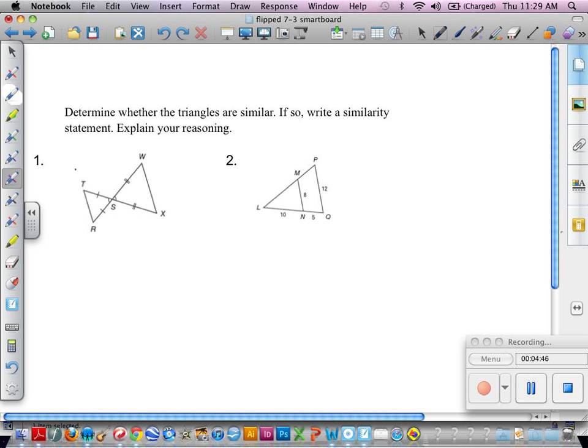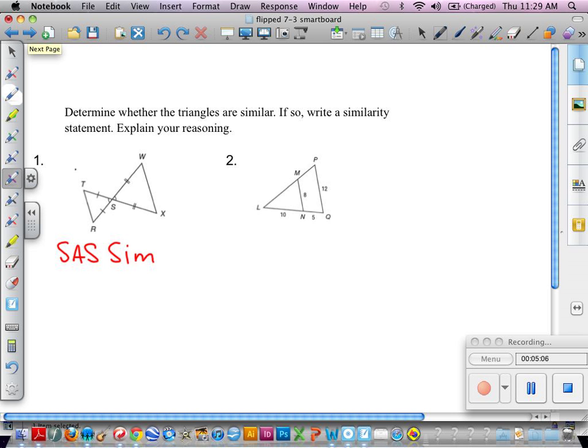All right, next section says, same type of thing. Determine whether the triangles are similar. If so, write the similarity statement. All right, now you're looking at number 1, you're going, there aren't any numbers. I'm thinking it's SAS similarity, side angle side similarity. But I need to check it out. How am I going to check it out?